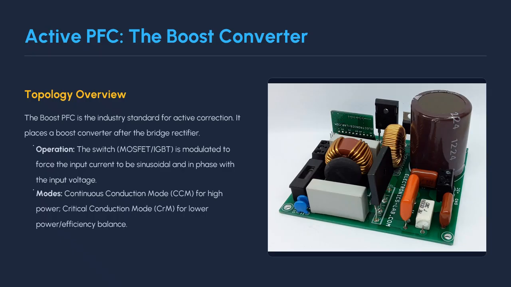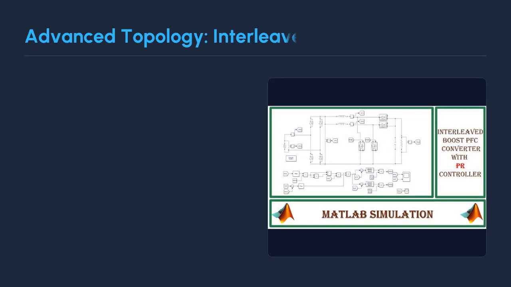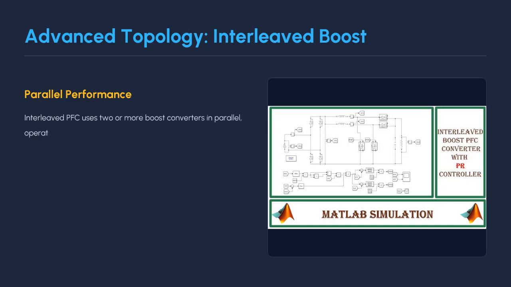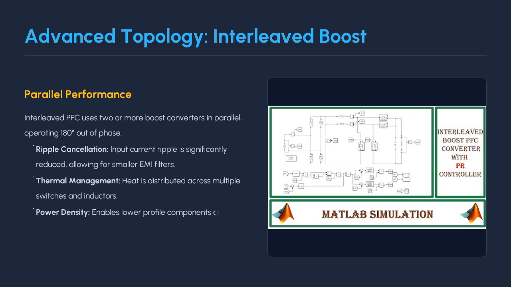Advanced topology, interleaved boost. To handle higher power levels, say 1 kW and up, designers turn to advanced topologies like the interleaved boost PFC. This involves running 2 or more boost stages in parallel, but with their switching cycles phase shifted, often 180 degrees apart. The primary benefit is ripple current cancellation. When one stage ramps up, the other ramps down, dramatically reducing the input current ripple. This allows for smaller passive components, better thermal management, and significantly increases the power density of the overall solution.